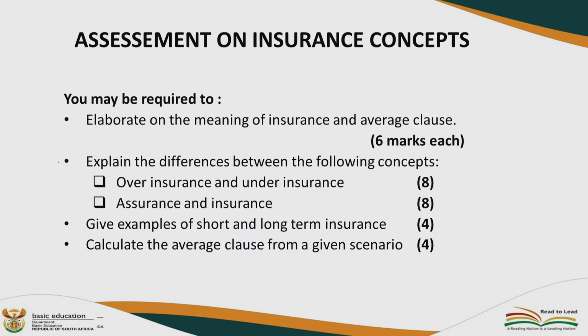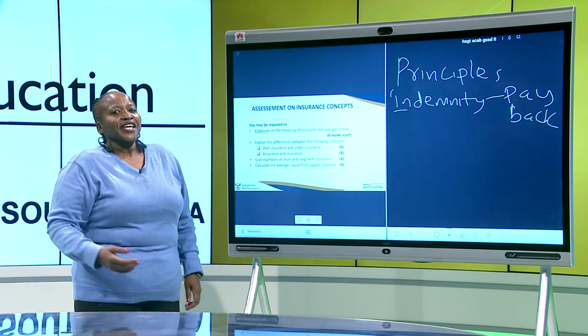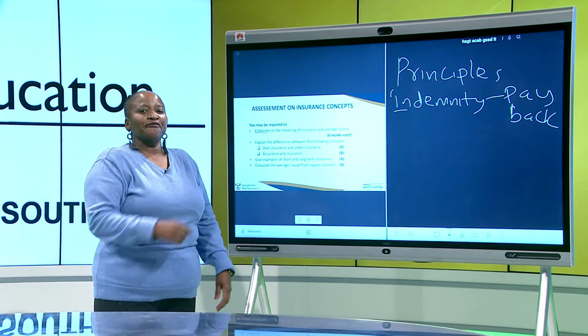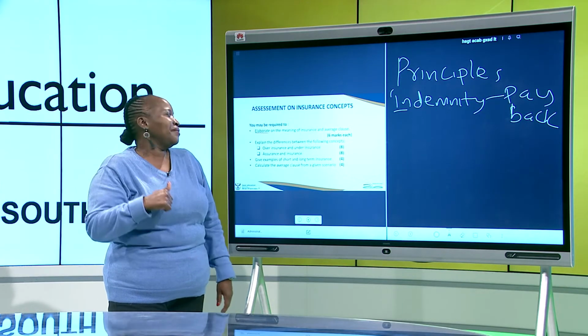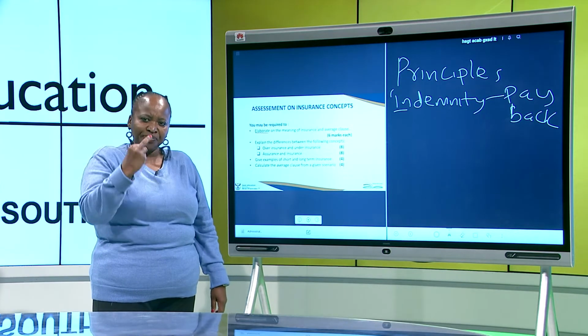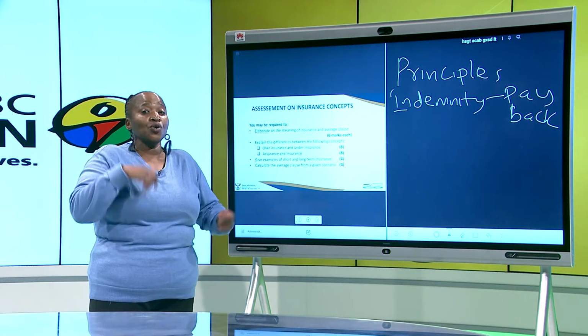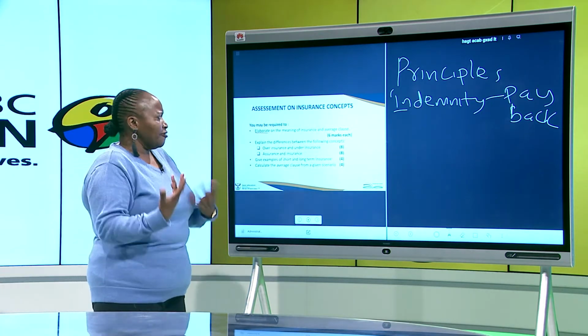Let's look at how you'll be assessed on these concepts. Examiners may ask you to elaborate on the meaning of insurance and average clause. Here, you are supposed to explain the meaning of insurance. You can use simple sentences or you can go a long route, but as long as you are able to elaborate to get 6 marks, because the verb elaborate means go beyond definition. It means don't just give one statement, give more. Hence, in our first slide, I explained 3 definition points on how to define insurance. In case you are asked to elaborate, then you are able to give more responses.